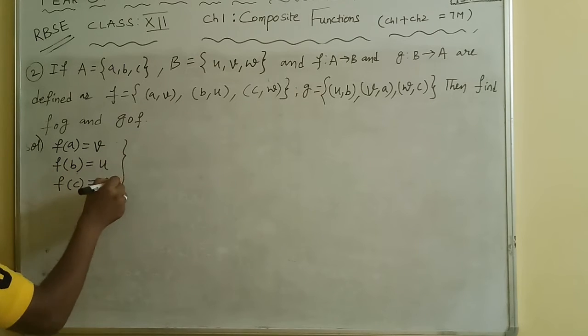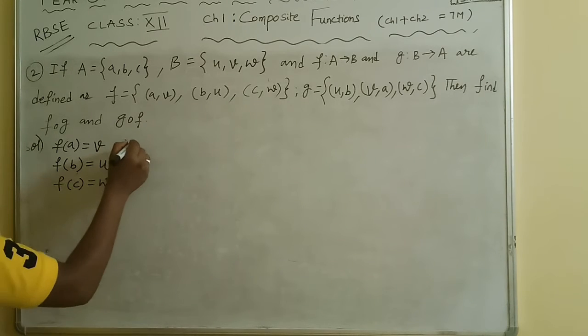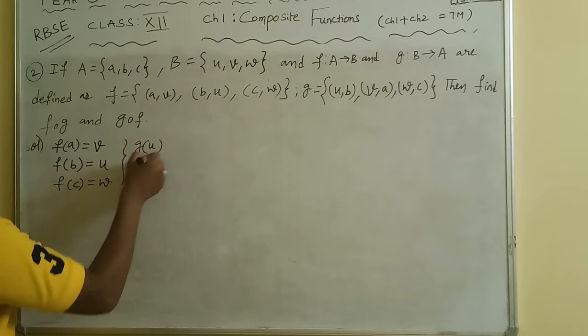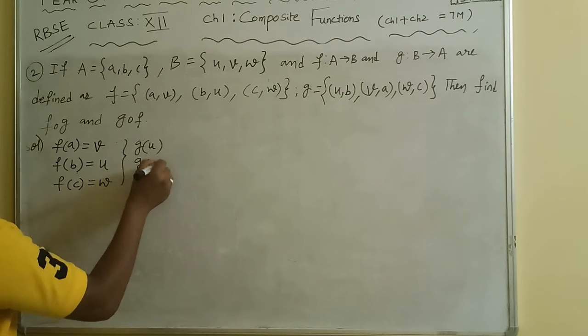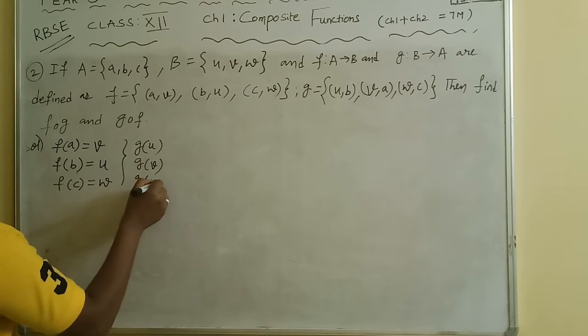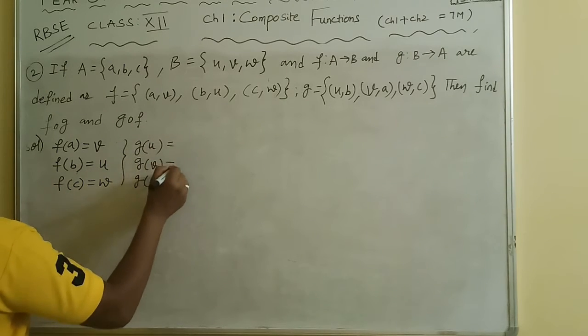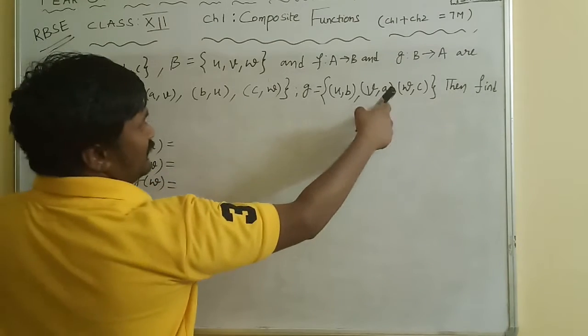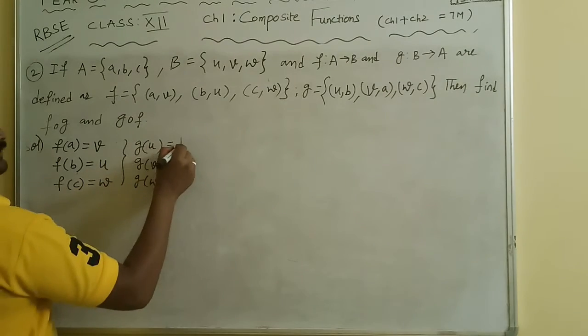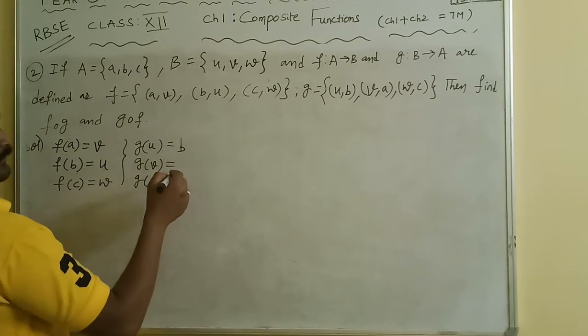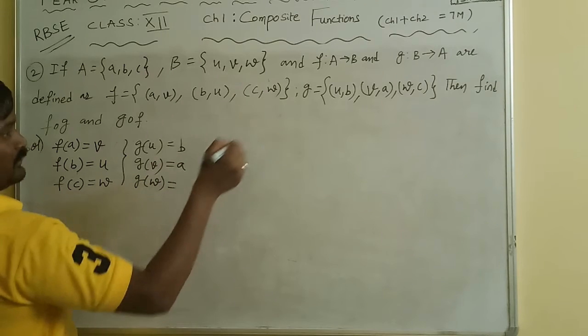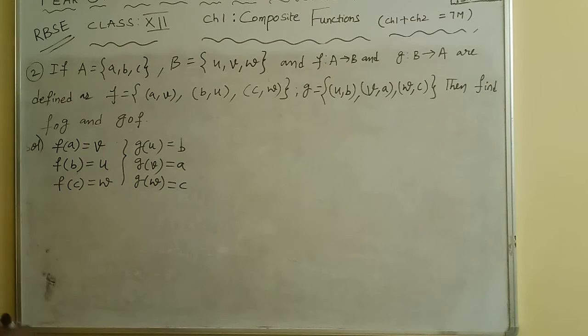Same method, can you explain for the G? So we can write G of u, G of v, G of w equal to that second element: b, a, c. So G of u is b, G of v is a, G of w is c. Then we need to find G circle F and F circle G. It's very simple, right?